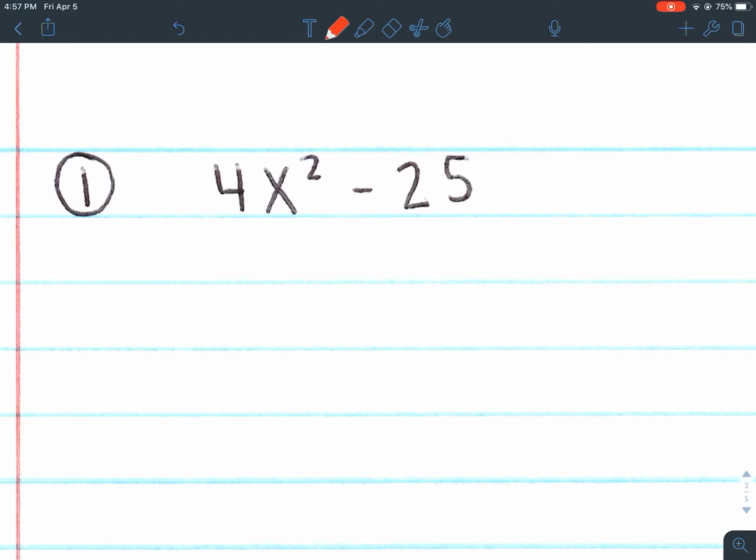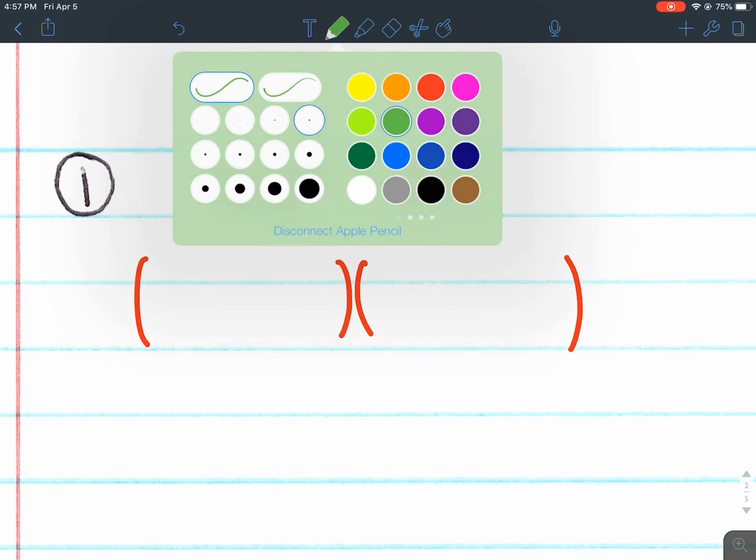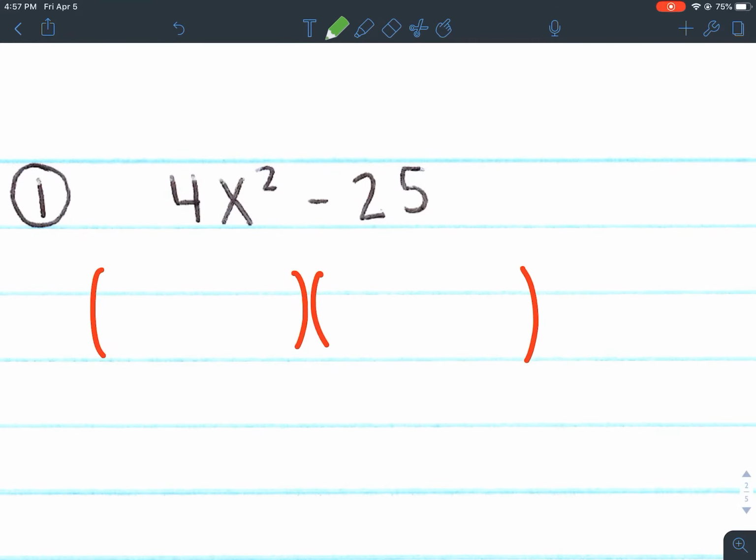Okay. When you factor something, how many sets of parentheses do you usually have in the end? Normally 2, right? So go ahead and draw 2 sets of parentheses, like you normally would at the very end of a factoring problem. And the reason why we need perfect squares is because we need to be able to square root it.